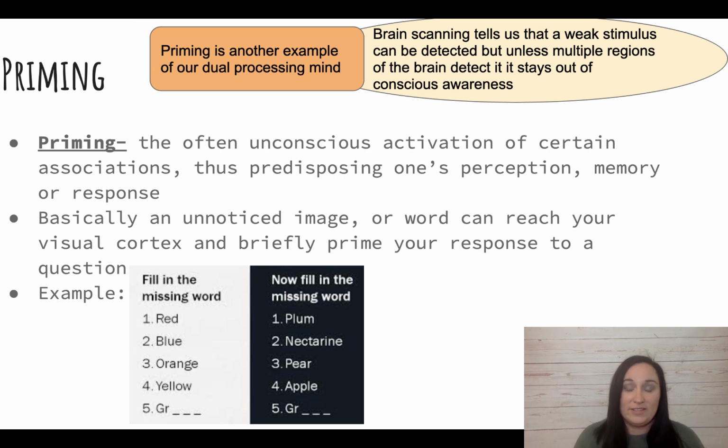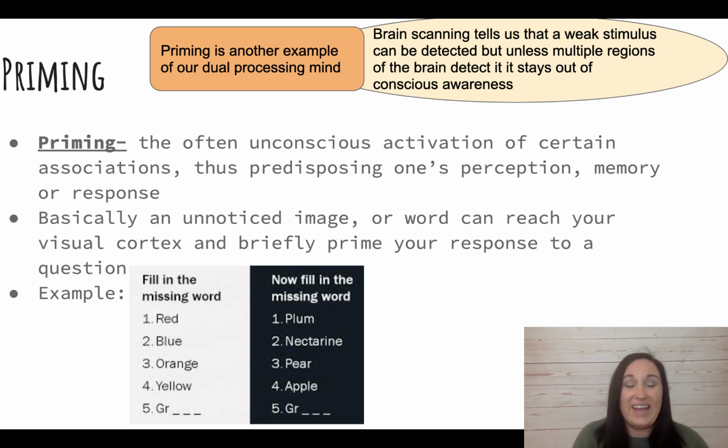So if you look at the example here, it says fill in the missing word, and it gives you red, blue, orange, yellow, and then GR. So what would that be? And then if you look at the next column, it says fill in the missing word again: plum, nectarine, pear, apple, and then GR. So probably for the first one, you said green, right? And for the second one, you said grapes, or grape technically, because there's no spot for S.